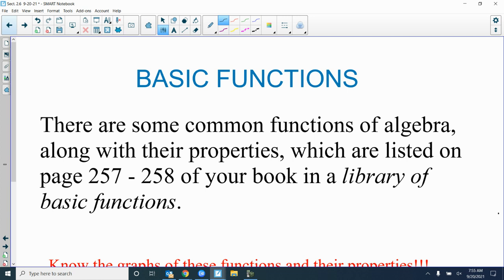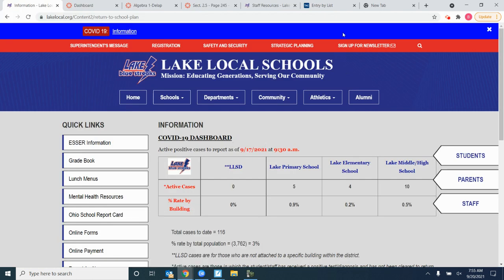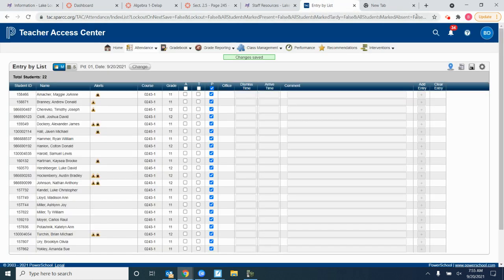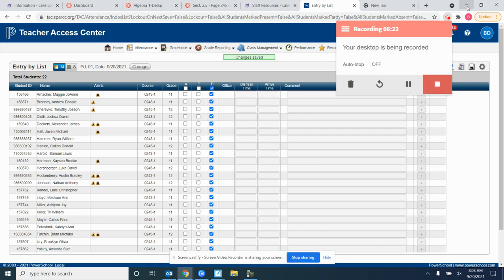And then I'm going to pass out the actual guided notes for the rest of the lesson. This is just for your notebooks. There we go.